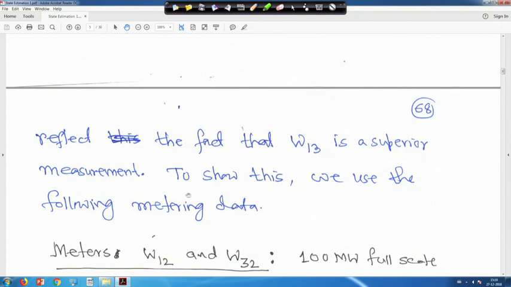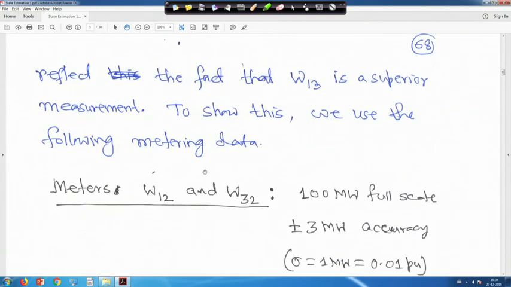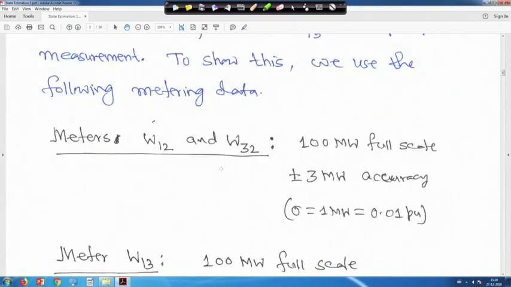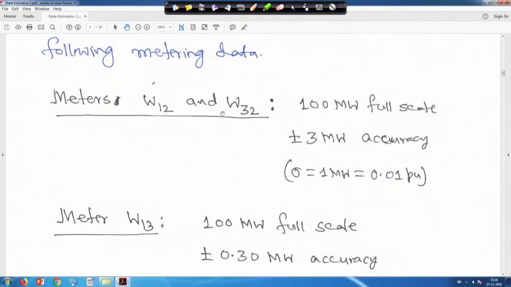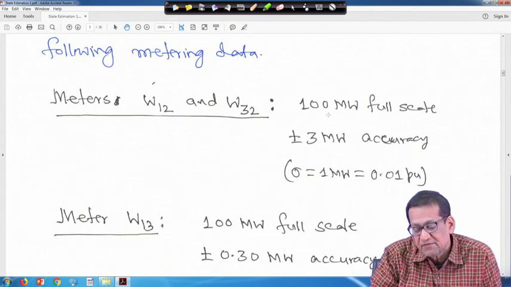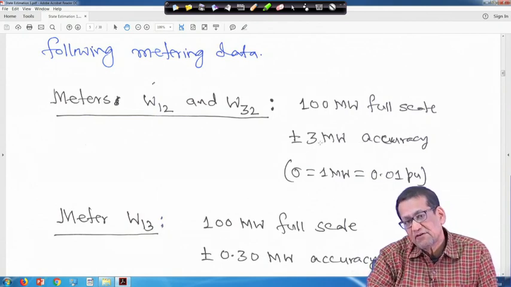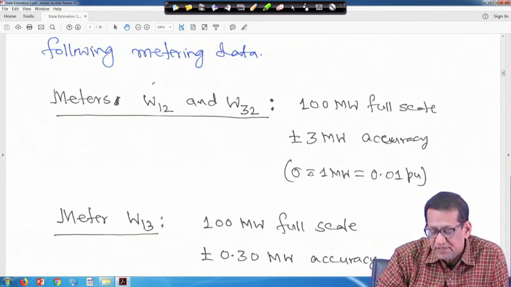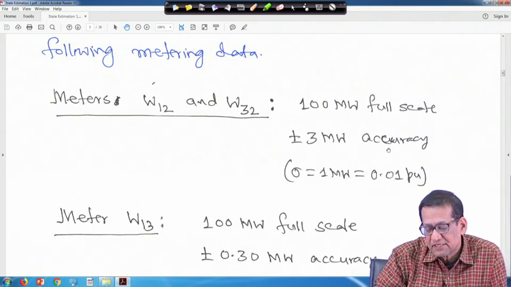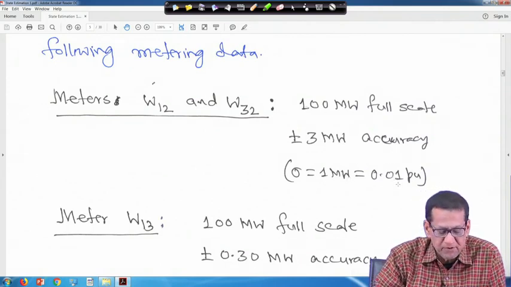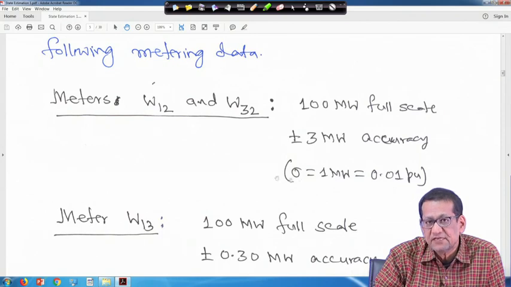To show this we use the following metering data. For example, I will come to the previous two pages. First, say W12 and W32, suppose it is 100 megawatt full scale reading and plus minus 3 megawatt accuracy. That means plus minus 3 is 3 sigma. So, sigma is equal to 1 megawatt, divided by 100, that will be 0.01, right. That is their standard deviation.